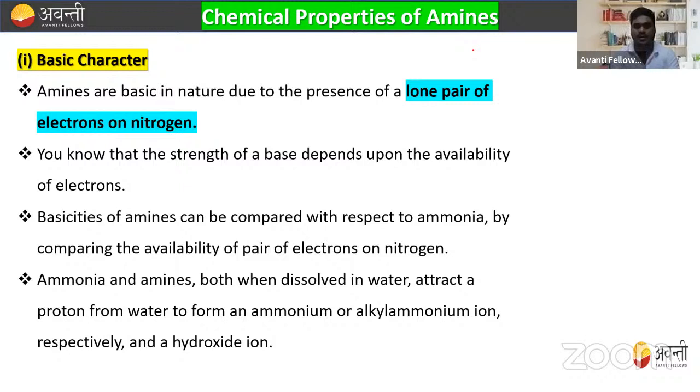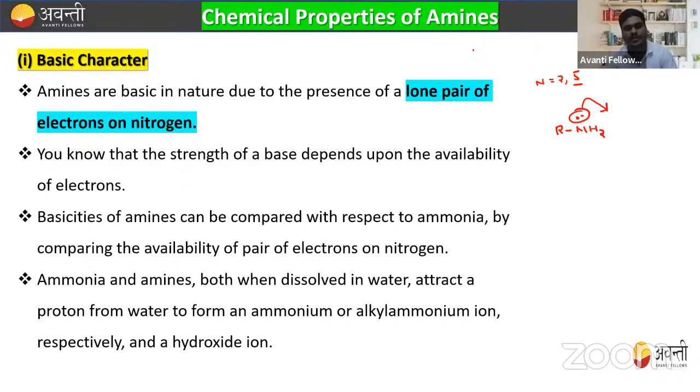How does this lone pair look? For example, we know the formula of amine is RNH2. We all know that nitrogen has 5 valence electrons. Out of 5 valence electrons, 2 electrons are shared with hydrogen and 1 electron with the alkyl group. So 3 electrons are shared, and the remaining 2 electrons act as a lone pair. So amines are basic in nature due to the presence of a lone pair of electrons on the nitrogen. Nitrogen has a strong tendency to give this lone pair, thus they behave as a base.